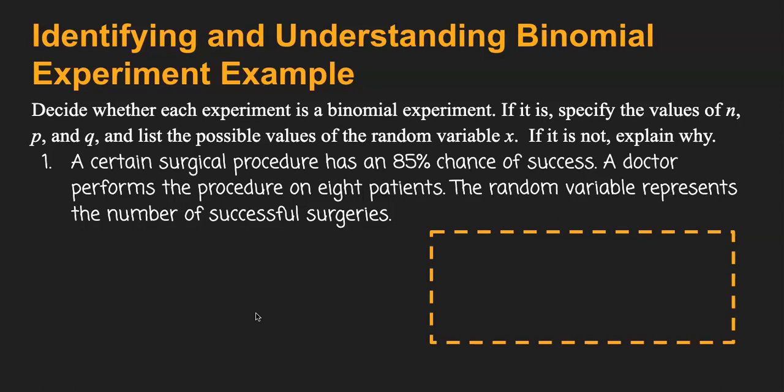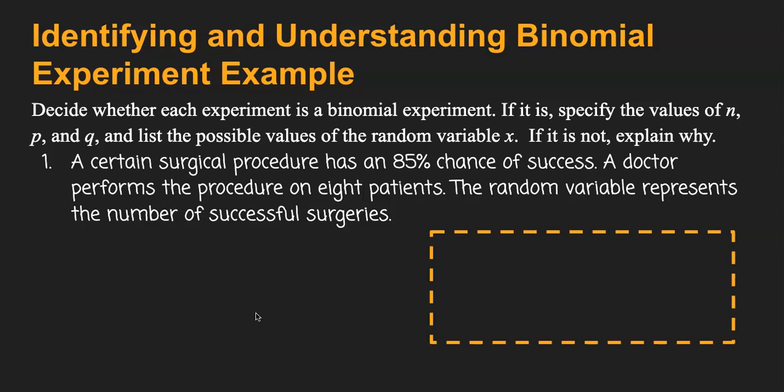Number 1, a surgical procedure has an 85% chance of success. So the little p will be 0.85. A doctor performs the procedure on exactly how many? 8 patients. So that's fixed there. The random variable represents the number of successful surgeries. So what they are saying is, you can have 0 successful surgeries, 1, 2, 3, 4, 5, 6, 7, or in a best case scenario, all 8 patients will have successful surgeries. So X ranges from 0 all the way up to 8.